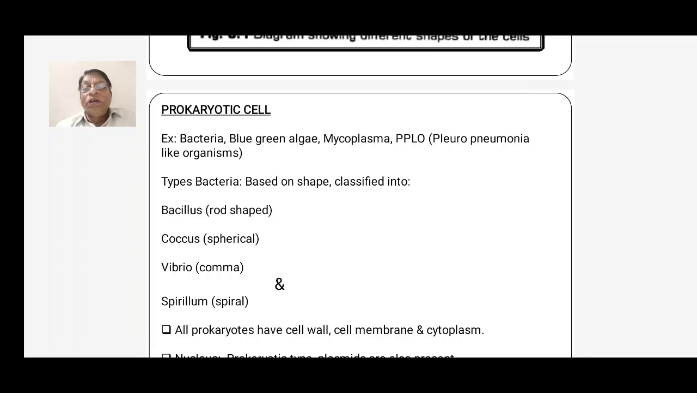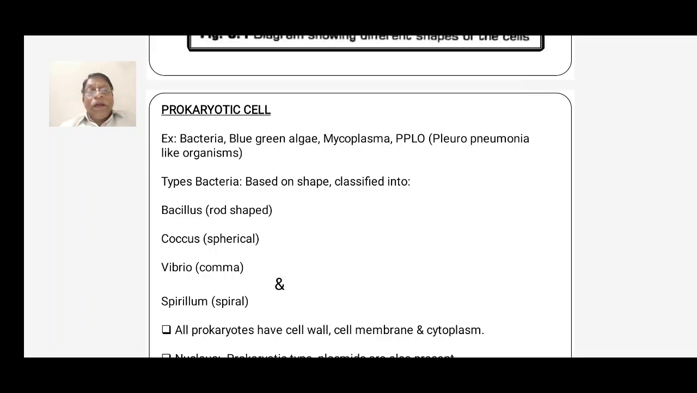Bacillus, Coccus, Vibrio, and Spirillum. Bacillus bacteria occur as rod-shaped cells. The bacteria with rod-shaped cells are called bacilli. Bacillus is singular.